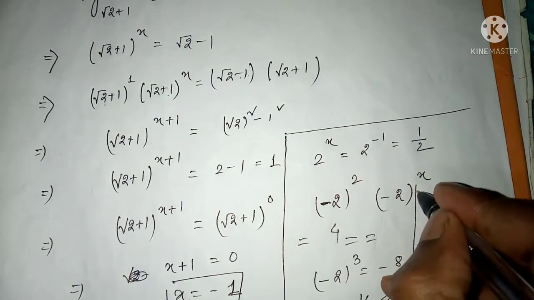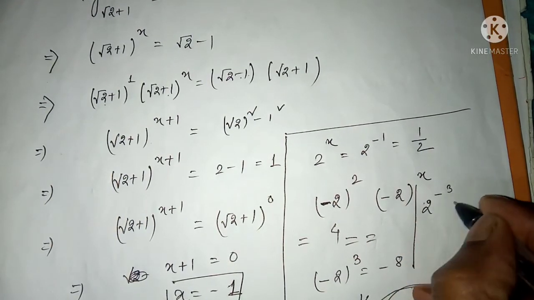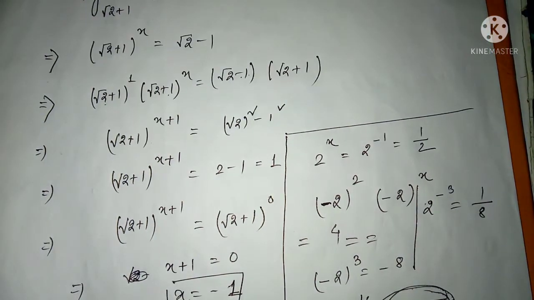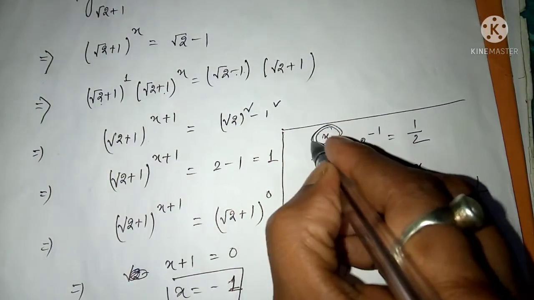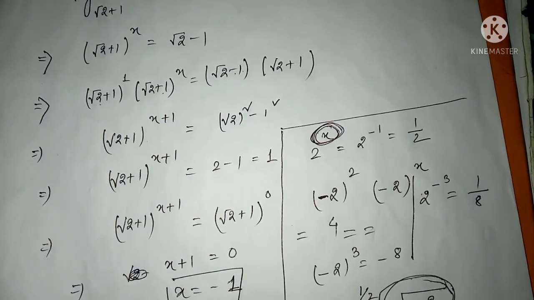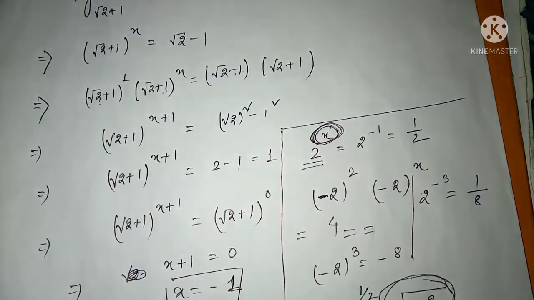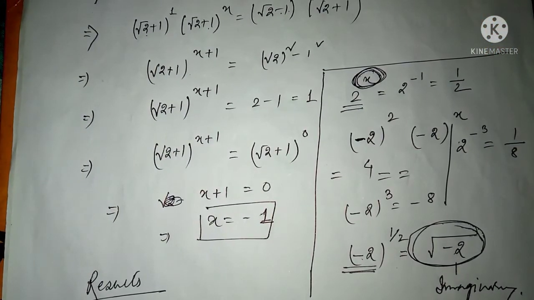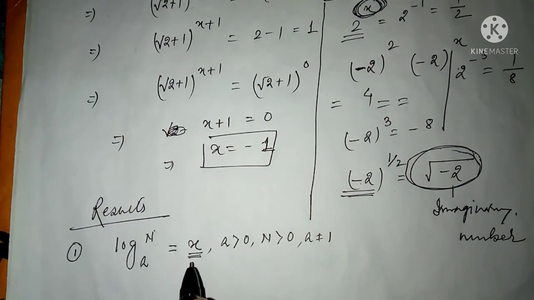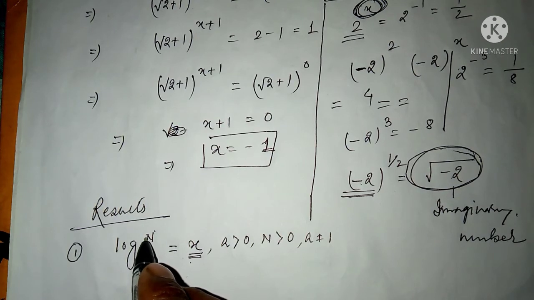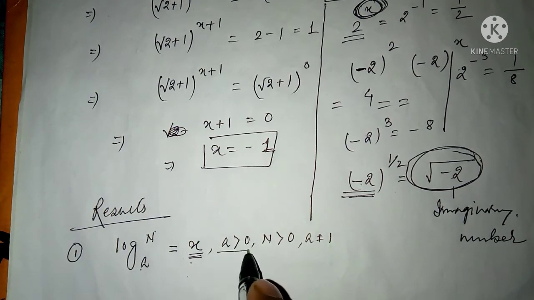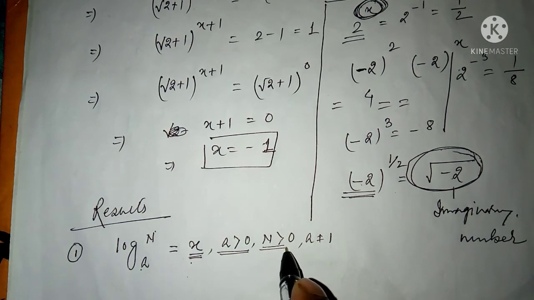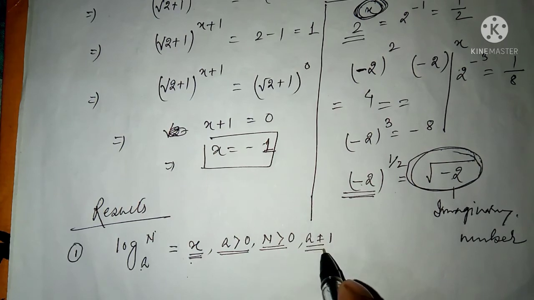This is real. Now 2 to the power minus 3, then also I am getting 1 by 8. That means this exponent, this power, can be negative. But this base, the assumed real number, cannot be negative. So this is satisfied. Now you have understood, I think, why a is greater than 0, and n is also greater than 0, and a is not equal to 1.